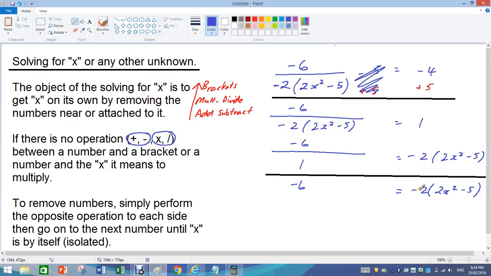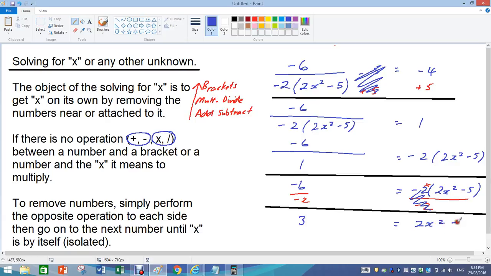Next, we need to remove the minus 2. So it's minus 2 times all this stuff. So we divide by minus 2. Minus 6 divided by minus 2 is 3. Minus 2 on 2 is 1. Don't have to show that. We've got nothing doing to the brackets anymore, so we don't need the brackets. It'll just be 2x squared minus 5.